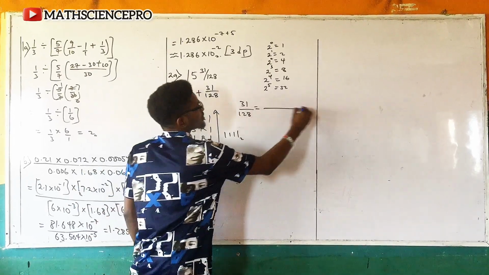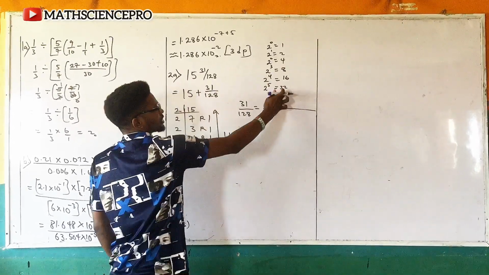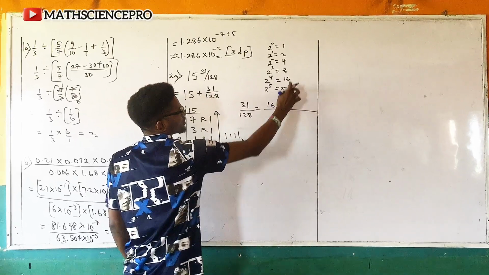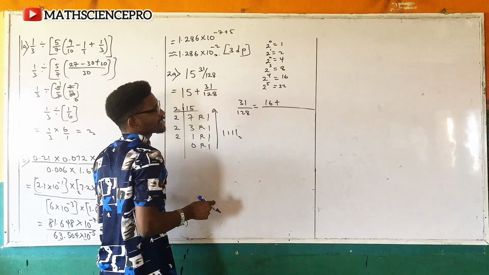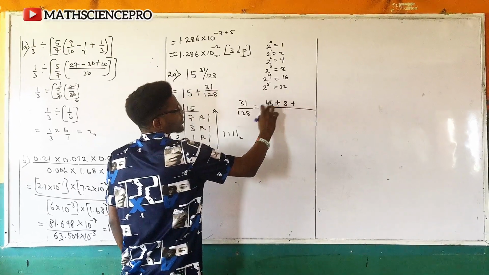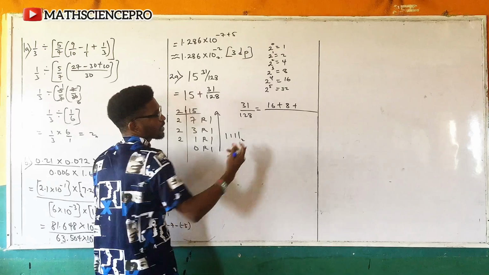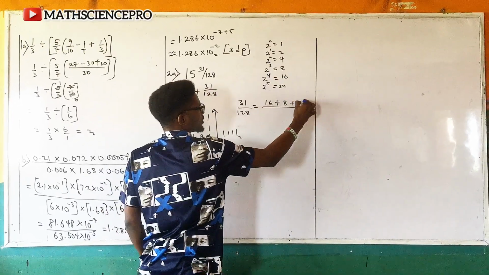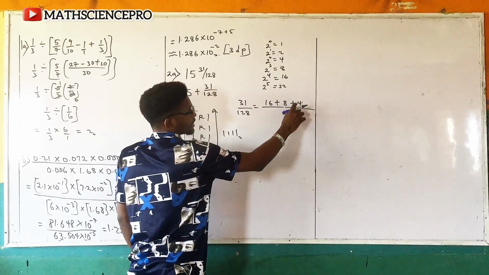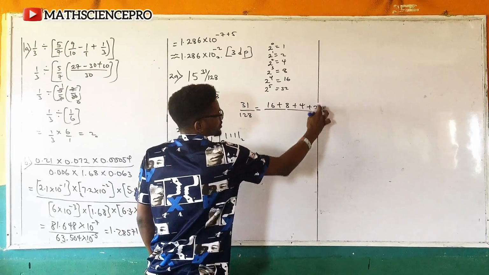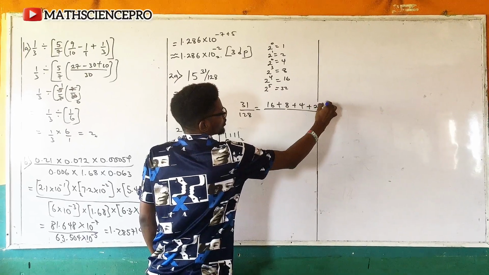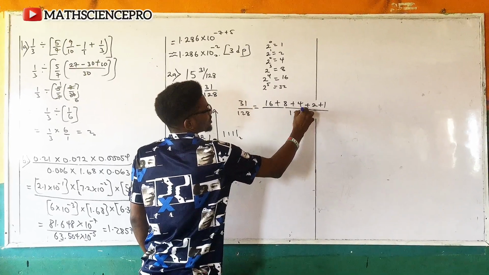So I'm going to split 31 using these numbers. Because 32 is more than 31, I can't begin from 32, so I'll begin from 16. I have 16 plus what? If I pick 8, 16 plus 8 is 24. If I use 4, 24 plus 4 is 28. I can still go on with 2, that's 30. Then I have 1. So basically I'm having 16 plus 8 plus 4 plus 2 plus 1, all divided by 128.